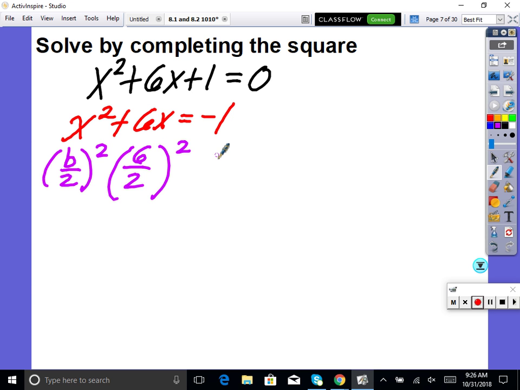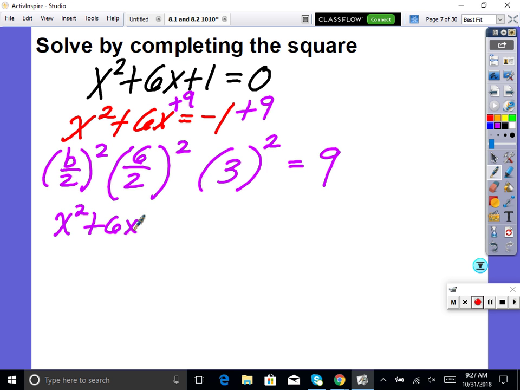I'm showing my work for a reason, because we can use it. If you do it in your head, you're not going to be able to use the trick. 3 squared is 9. That's the part we have to add to both sides. So you're going to say, I'm going to add 9, I'm going to add 9. So rewrite your problem. X squared plus 6x plus 9 equals 8.